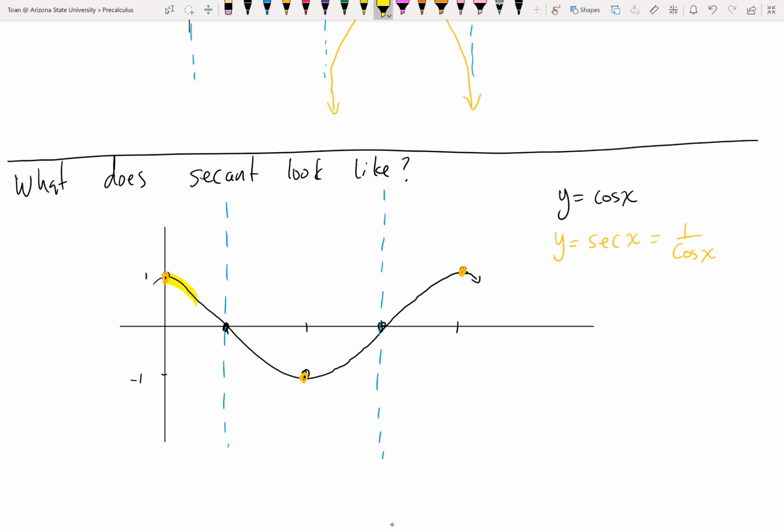At x equals 0, we notice that the cosine is going down. So the secant function should do the exact opposite. It should be going up. Next, see how this next portion of the cosine is going down to negative 1. So the secant should do the exact opposite, going up to negative 1. And I think you guys get the idea by now. You can see the pattern that this ends up being one period of the secant function.